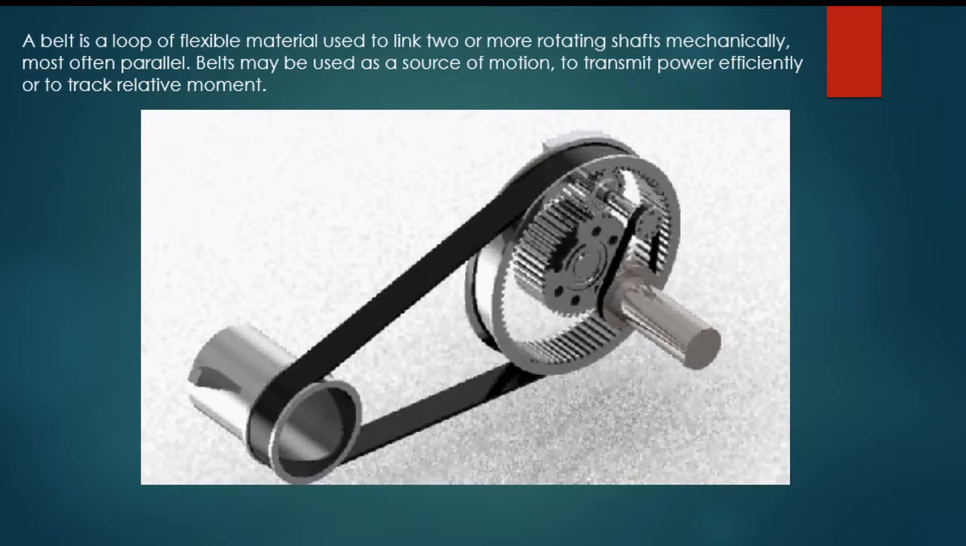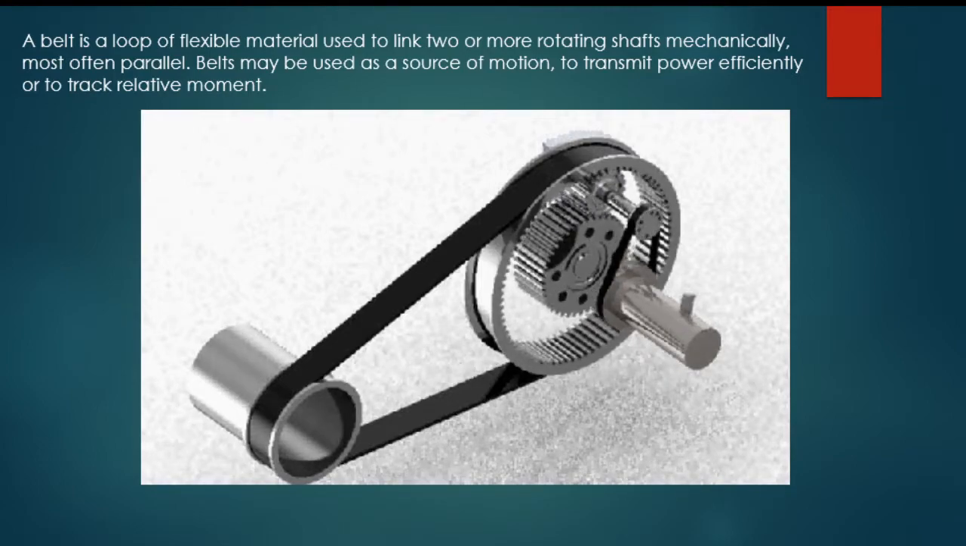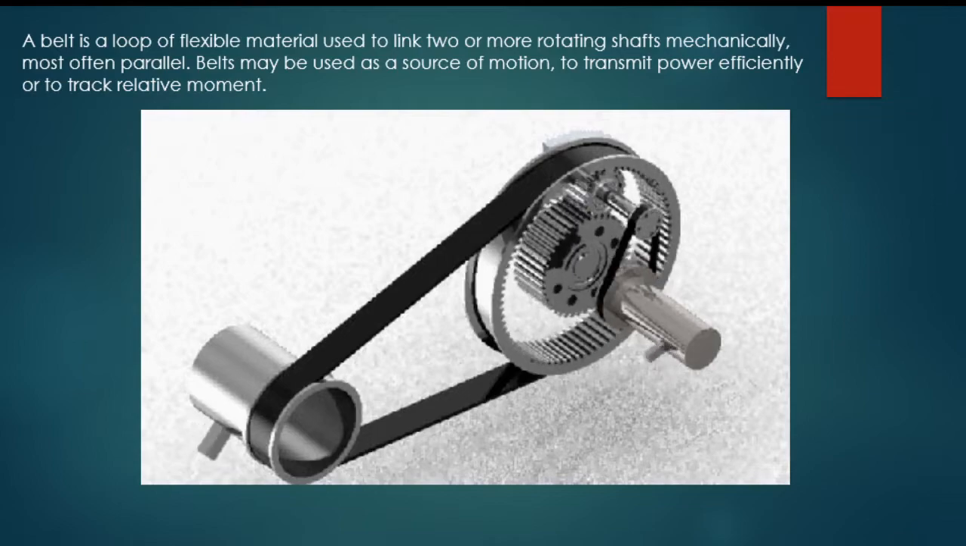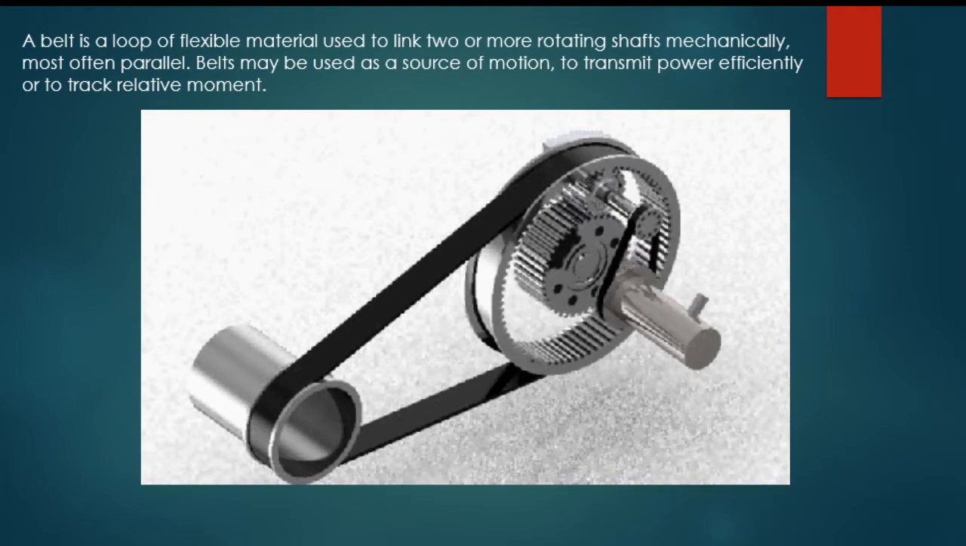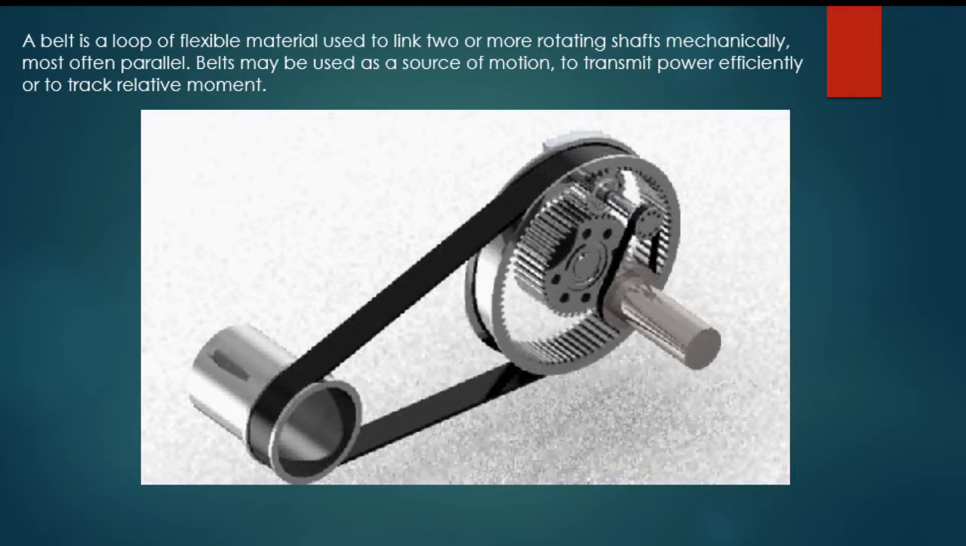So these two shapes have a rotating motion. So we can say that these belts are creating friction at the contact surface between this shape and the belts, and it will also create a high tension on the other side of the belts.